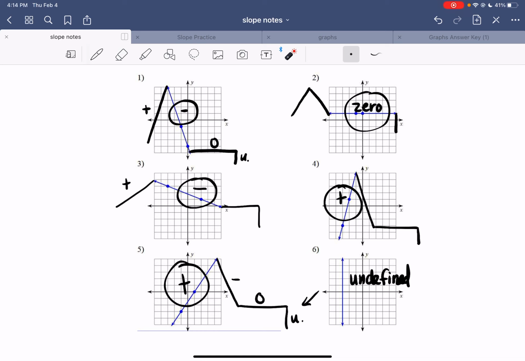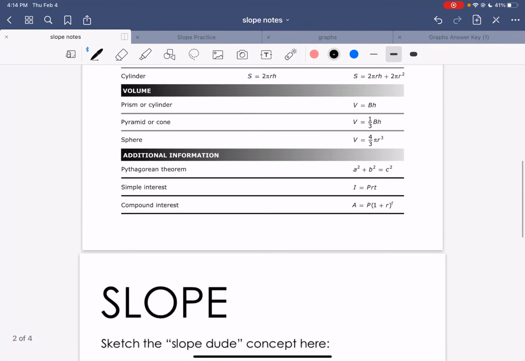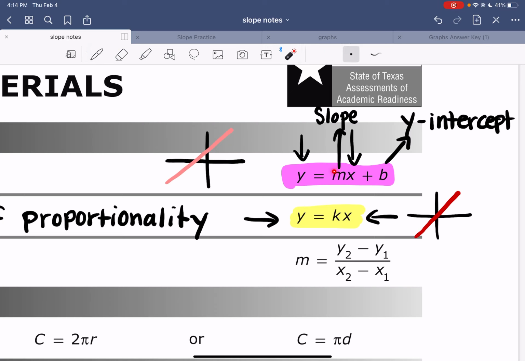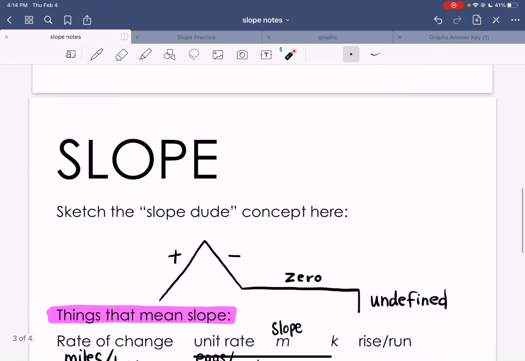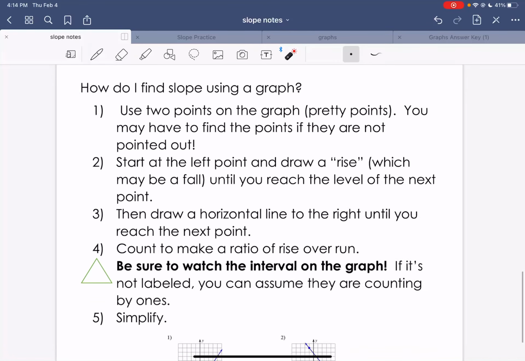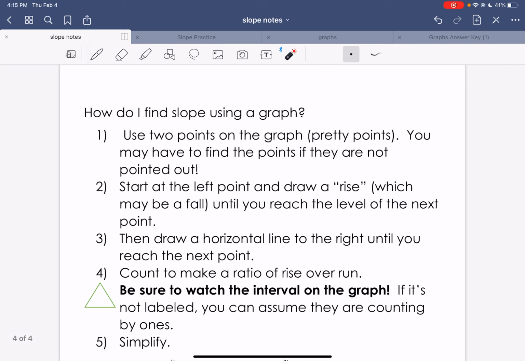And now that we've identified whether lines are positive, negative, we need to know what the actual slope is, because saying a slope is positive or negative, 0, or undefined is not adequate. Just like in our formula that we looked at, the slope is not just going to be a plus or a minus, a 0 or an undefined. So we're going to actually have to find a number to go along with it. So these are the keys to success when finding the slope using a graph.